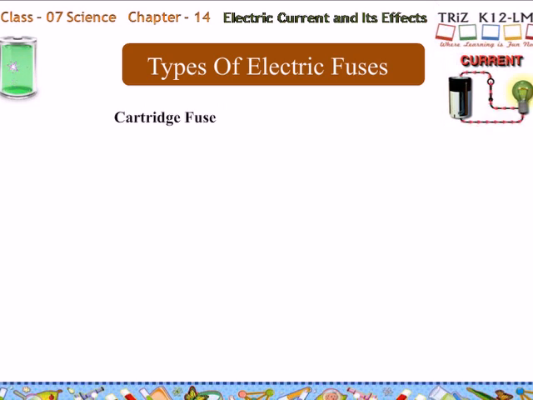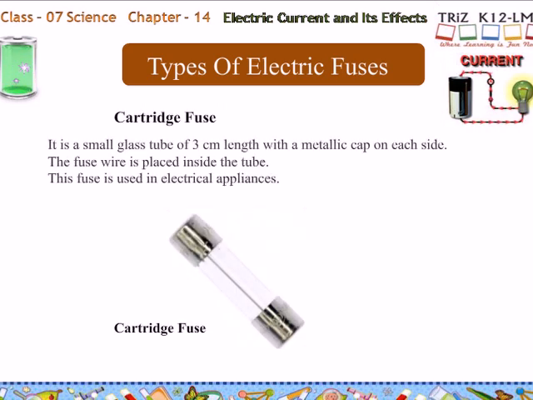Cartridge fuse. It is a small glass tube of 3 cm long with a metal cap on each side. The fuse wire is placed inside the tube. This fuse is used in electrical appliances.